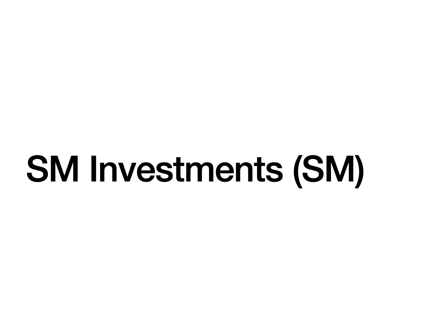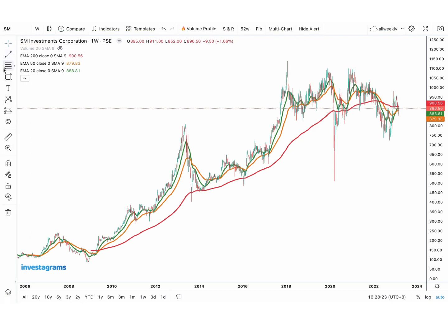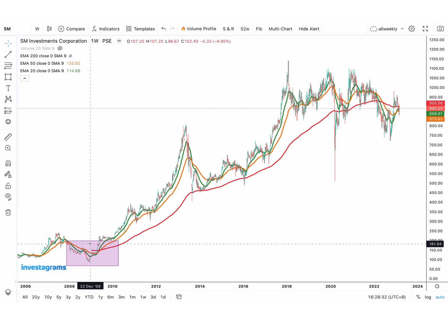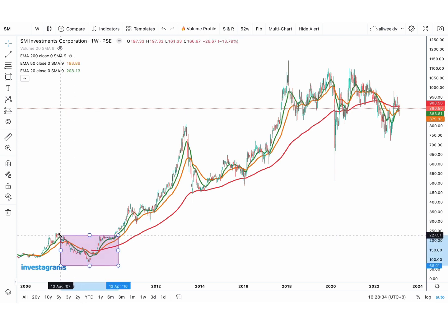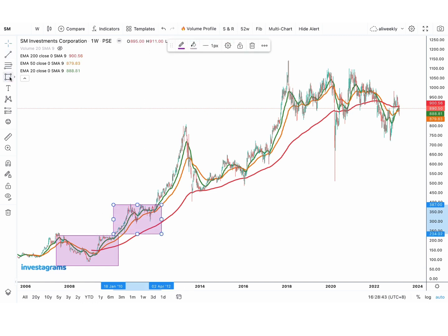Now let's check out the same pattern in SM Investments. The ticker for SM is SM. Alright, so we draw the same bases in SM. As you can see, we already added in the moving average lines. This is base 1. This is the accumulation area.